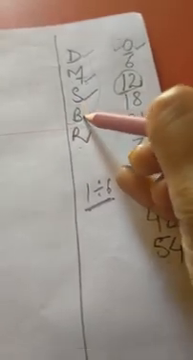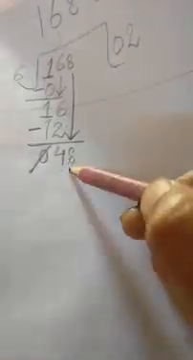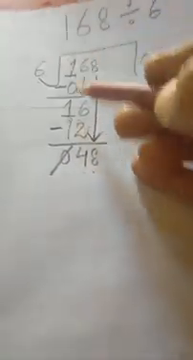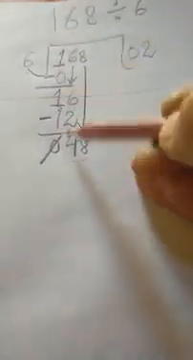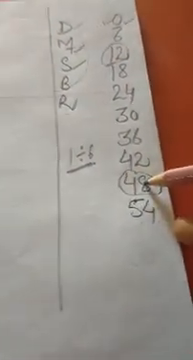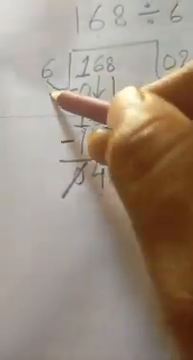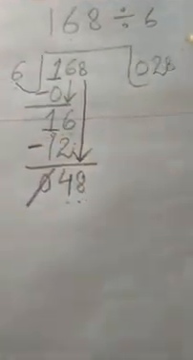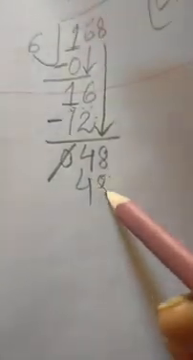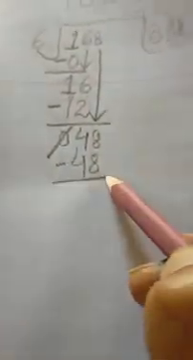After bringing down the digit, we repeat. Now 48 is to be divided by 6. Now we will see the table of 6 for the multiplication step, and you can see 48 is there. This is 6 eights the 48. So we will do multiplication. 6 eights the 48. After doing multiplication, the next step is subtraction. Now 48 minus 48.